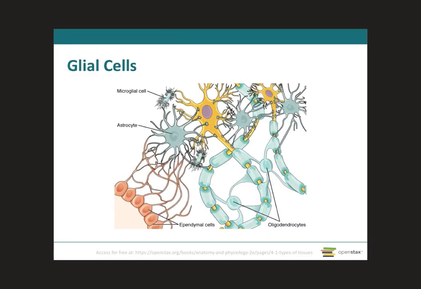This slide is showing the glial cells that are present in the central nervous system. They are the astrocytes, which are the most numerous of them all. Astrocyte means star, and this cell branches out so many times that it looks like a star. The astrocytes have so many different functions.